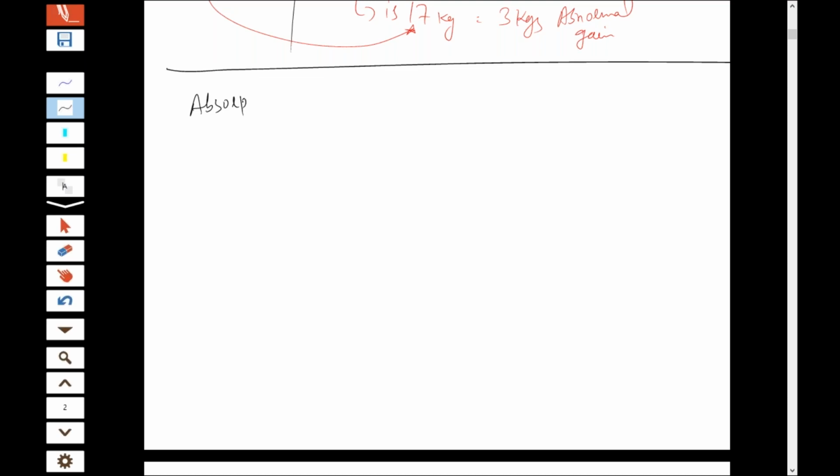Okay, students, this is absorption costing, and here it is marginal costing.